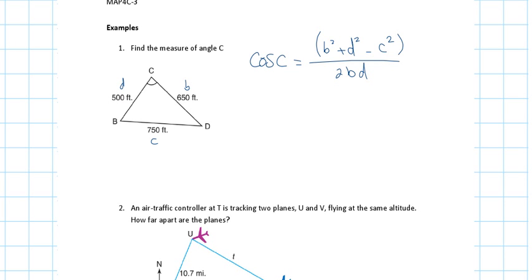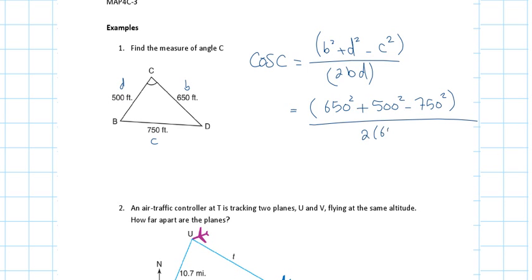Use a bracket for the bottom. Find the answer of the top, write it down. Find the answer of the bottom, write it down. Then put it again. Side B is 650 squared plus 500 squared minus 750 squared all over 2 times 650 times 500.